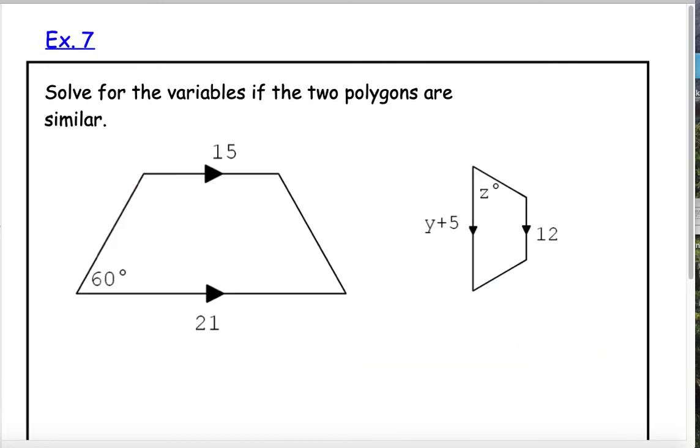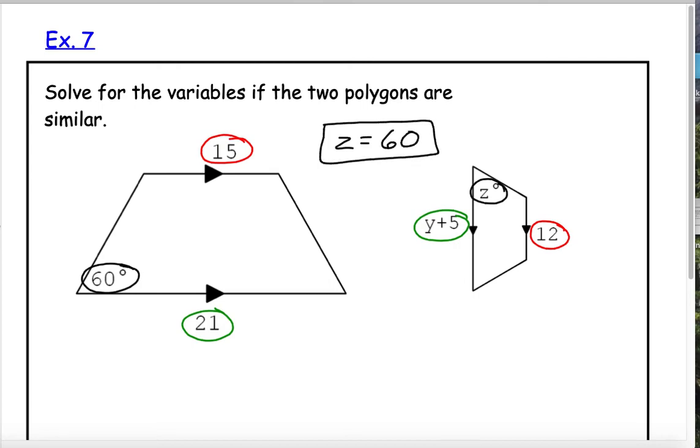All right, let's do one last example. Solve for the variables if the two polygons are similar. So they're telling us they're similar. We have two trapezoids here. So I know the smaller base has to match with that smaller base. This larger base has to match with that one. And we know the angles are actually congruent. So those two angles are congruent. So I know that Z is equal to 60 degrees.